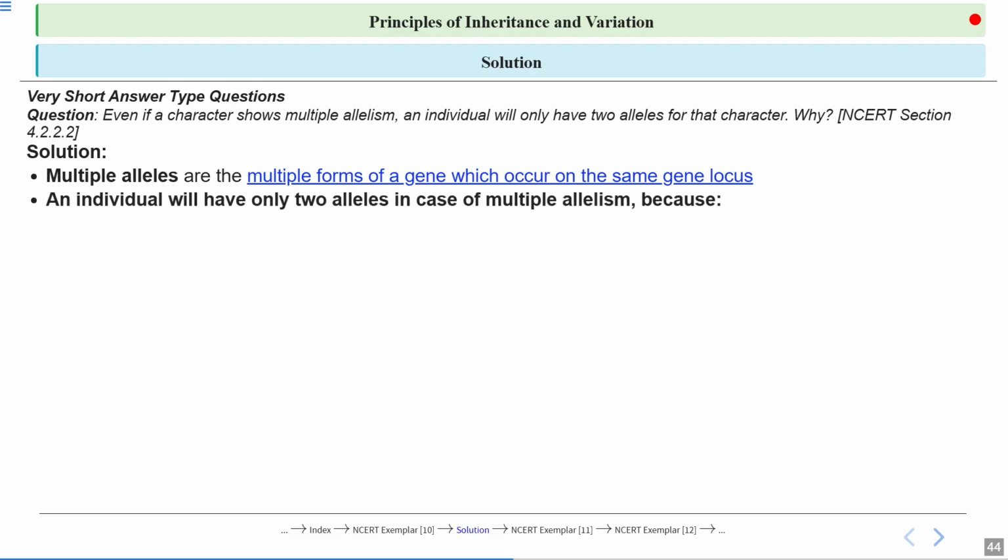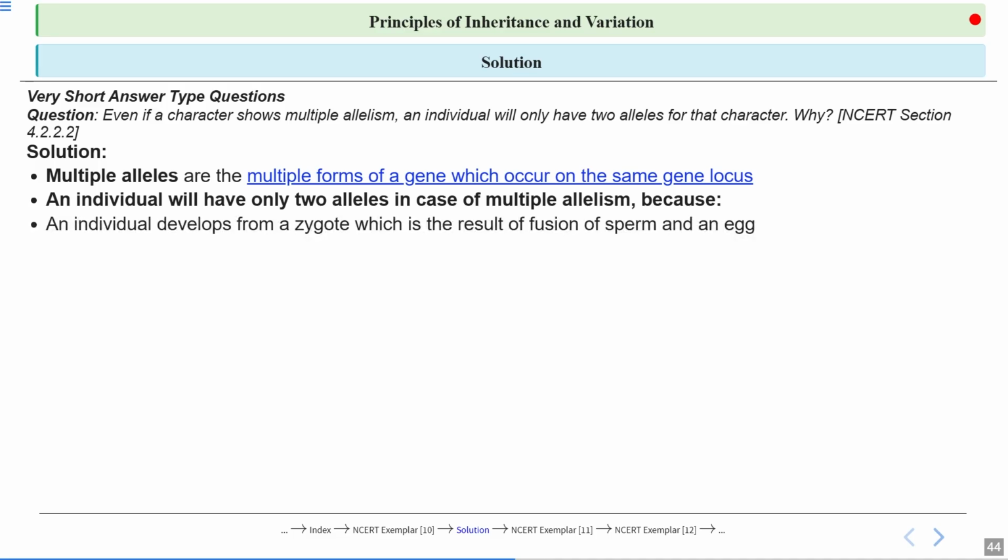An individual will have only two alleles in case of multiple allelism because, first of all, individuals develop from the zygote, and the zygote develops due to fusion of the sperm and the egg. Now, sperm and egg are haploid and they consist of only one allele. And when they fuse together, they form the zygote. So the zygote will have only two alleles, one from the sperm, one from the egg.